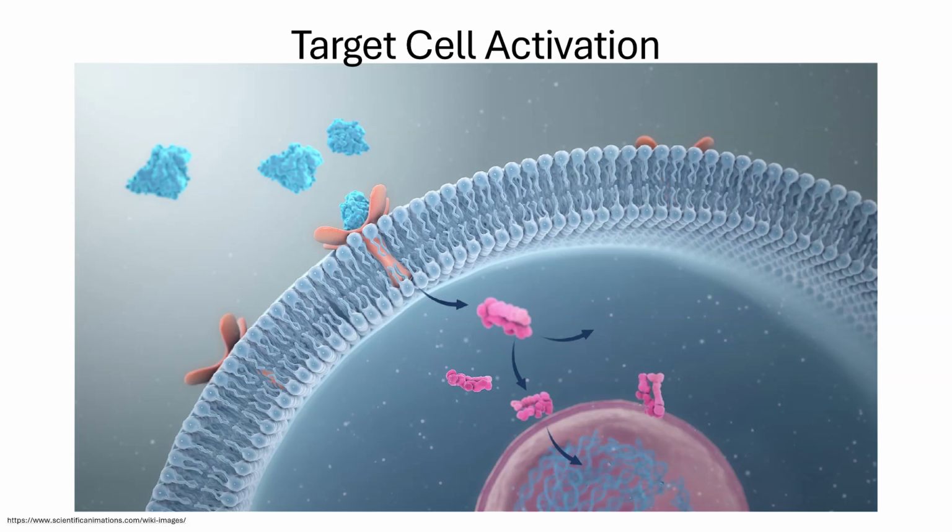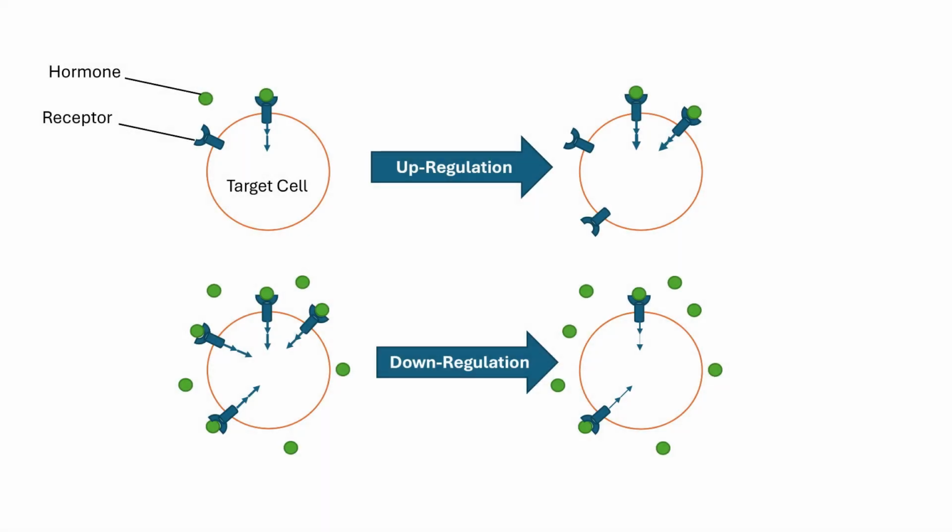There are three key factors. First, blood levels of the hormone, how much hormone is circulating. Second, the number of receptors on or in the target cell. Cells can increase or decrease receptor numbers to adjust sensitivity, a process called upregulation or downregulation. Third, affinity, or how strongly the receptor binds to the hormone. Together, these factors determine the strength of the target cell's response.